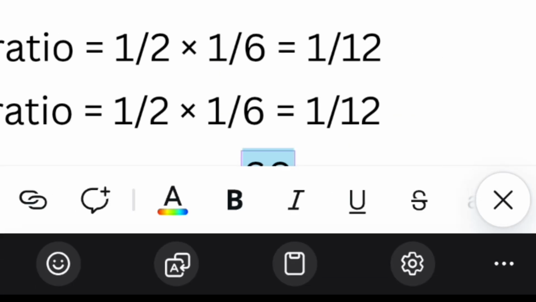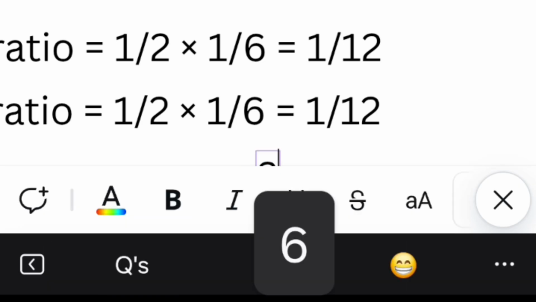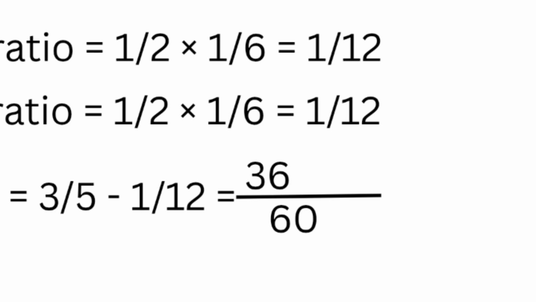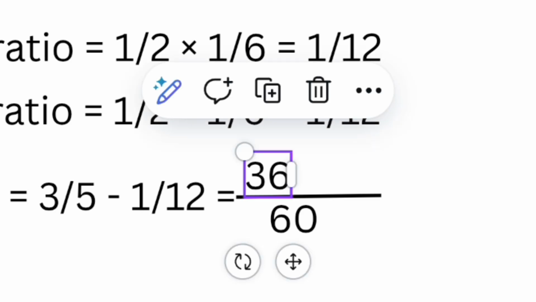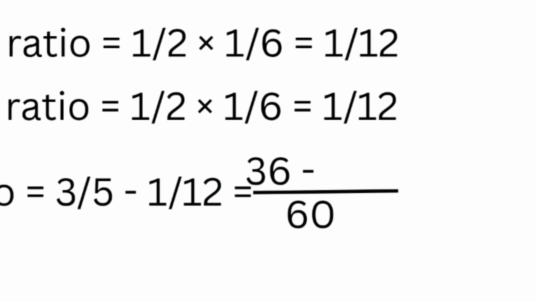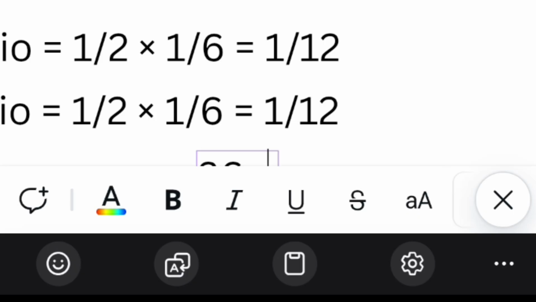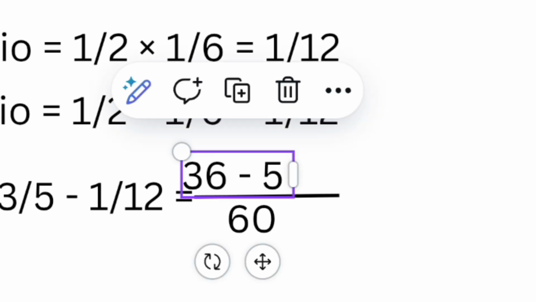We have done this at the high school level, like class 8, class 9, class 10. I hope you understand this one. If you don't understand, you should watch again. So 12 into 5 will be 60, so 1 into 5 will be 5. Then 36 minus 5 will be 31.